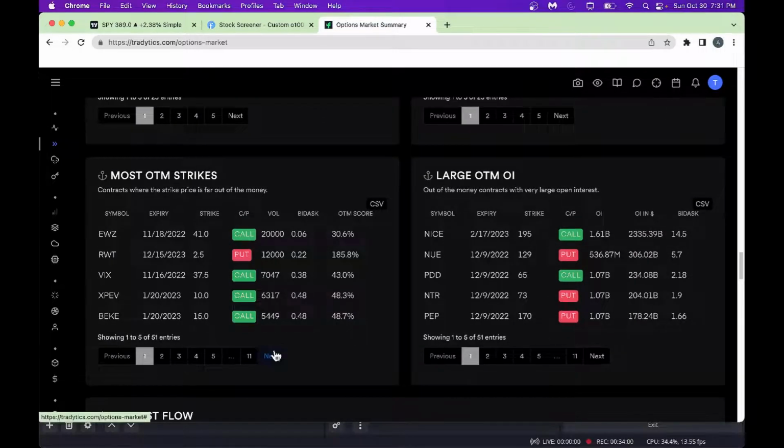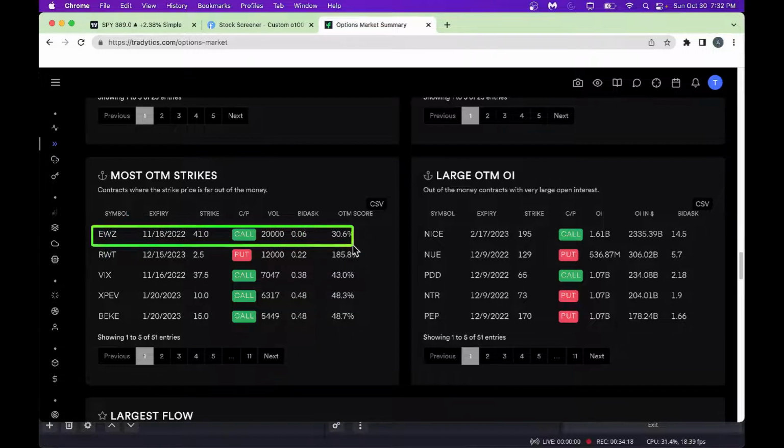For example, many of you want to know what are the most out of the money strikes where there is a nice volume and basically you don't need to pay too much money. And this also tells you a lot of people are putting money into EWZ here, 11.18, 41 strike. It's an OTM again. And look, nice volume, 20,000. Look at the money, not too much money here. You can just buy this 11.18, 41 strike price.